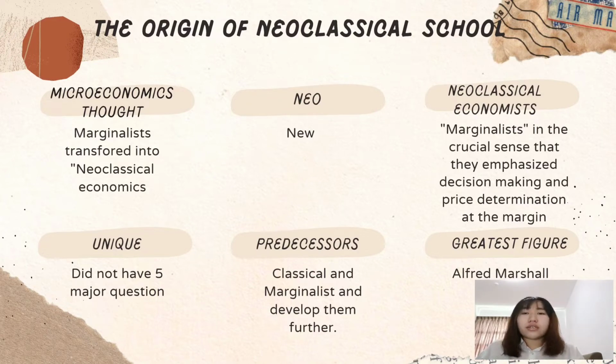After that, the Neoclassical school is quite unique compared to other schools of economics discussed earlier. This is because they did not have 5 major questions. Instead, they drew on the ideas of their predecessors, that is, classical and marginalist, and developed them further. The greatest figure in the Neoclassical school is Alfred Marshall.